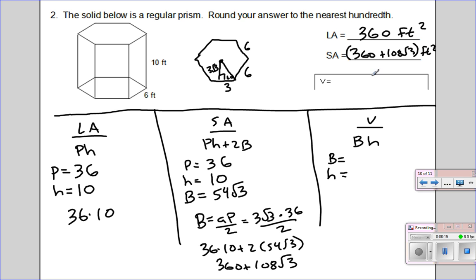Now, if it asks you to round it, which it does here, but let's just practice both ways. If it asks you to round it, you would just type this in your calculator and be done. For volume now, it's big B, so 54 root 3 times the height, which is 10. 54 times 10 is 540 square root 3 feet cubed. So hopefully you're able to get there and see the process.